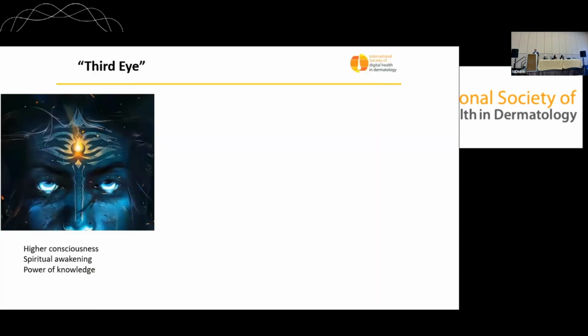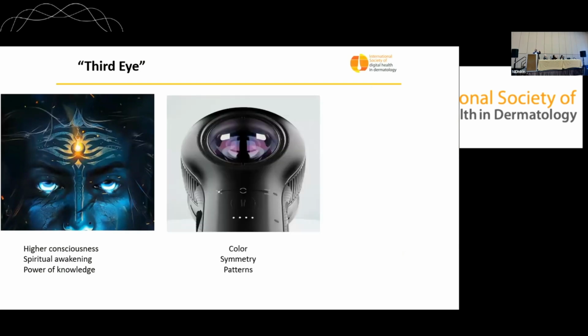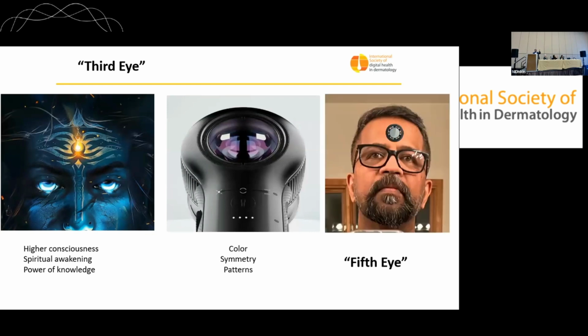So dermoscopy is for people who practice yoga. It's a third eye, high consciousness, spiritual awakening, power of knowledge. Add dermoscopy: colors, pattern, symmetry, and pattern. It's my fifth eye. You know why it's the fifth eye? I got 4 already. So that's the one. So that's my fifth eye.